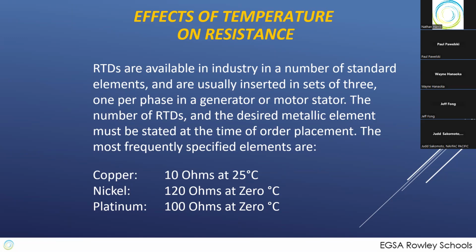So a copper RTD reads 10 ohms at 25 degrees Celsius. A nickel one reads 120 ohms at 0 Celsius. Platinum reads 100 ohms at 0 Celsius. And setting that on the gauge tells it what scaling factor and what starting point it should use to give you a temperature reading as an output.